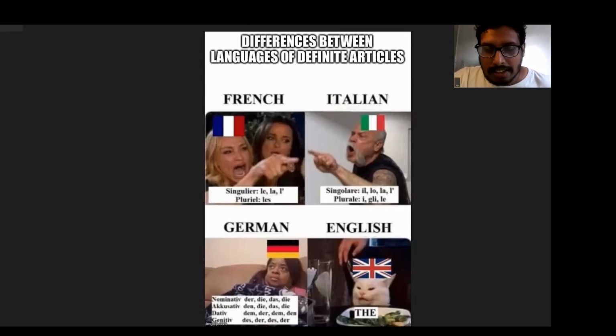So the thing about English is that the definite article in English is the most common word in English. But some languages, like for example, my native language, Malayalam, doesn't have any definite articles. So it actually makes it very difficult for us to learn languages in which there are a lot of definite articles. It's quite hard for us to learn these because in our language we don't have these articles.